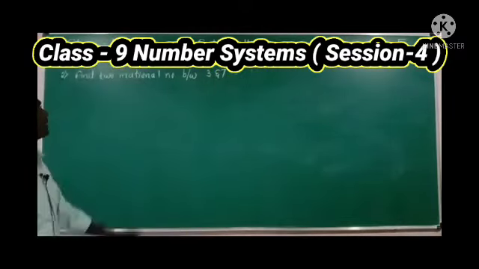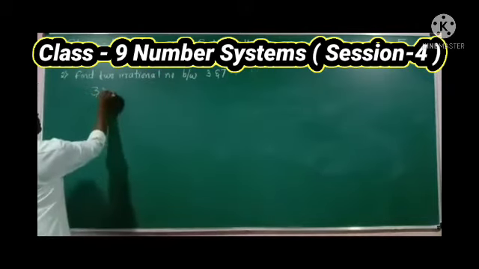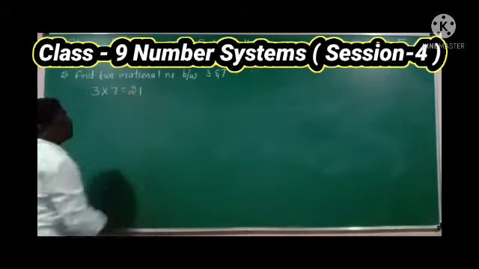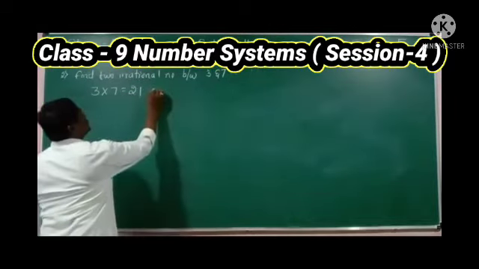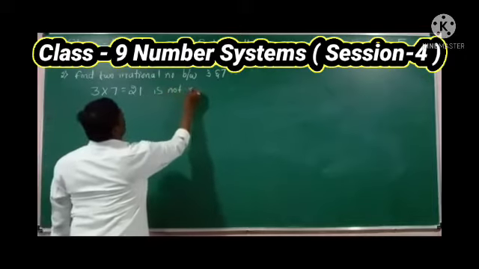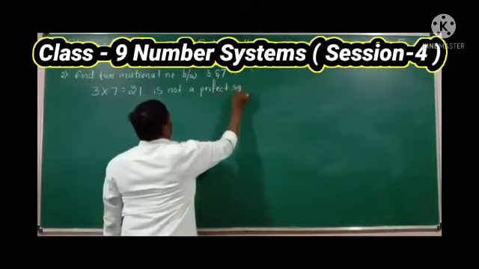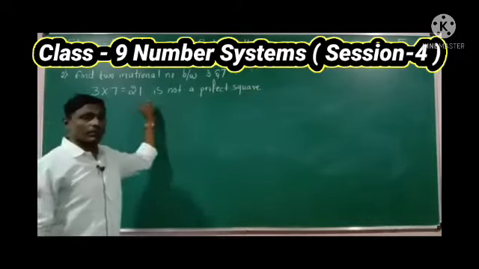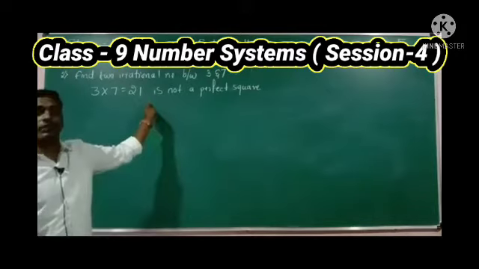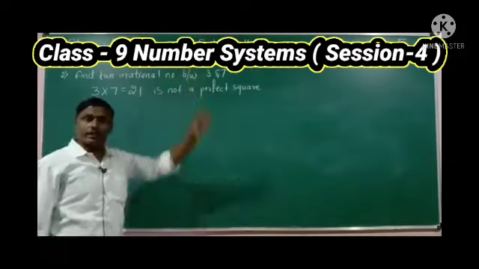Before finding the irrational numbers, first you need to multiply a and b. It means 3 and 7. So multiply those two numbers. 3 into 7 is equal to 21. Here 21 is not a perfect square. If it is not a perfect square number, then we can easily find the irrational numbers existing between 3 and 7.